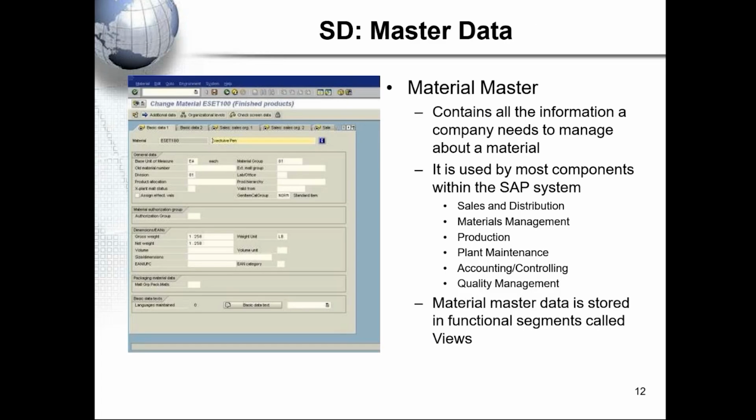Now come to the material master. It's basically a list of materials. This is also called the information we keep about the material, and that data we call material master data.